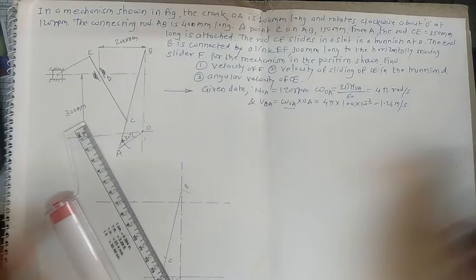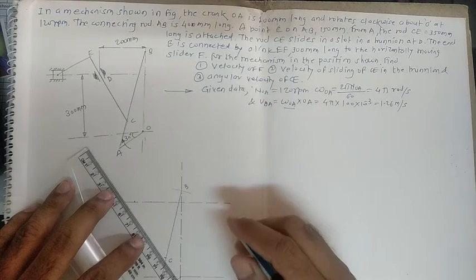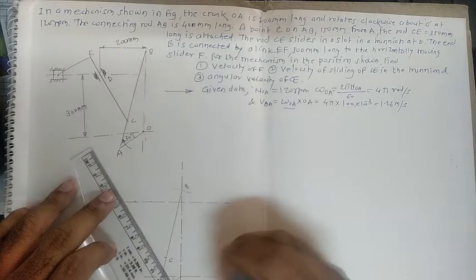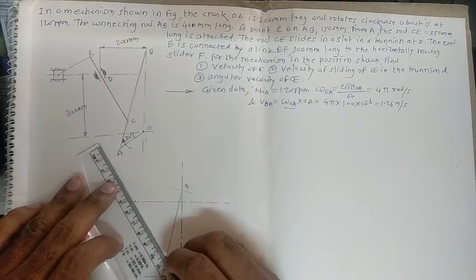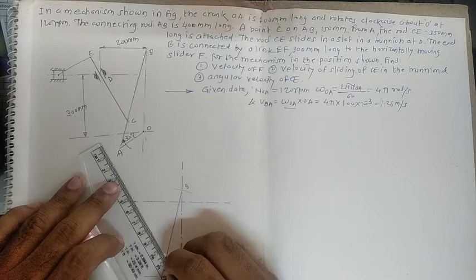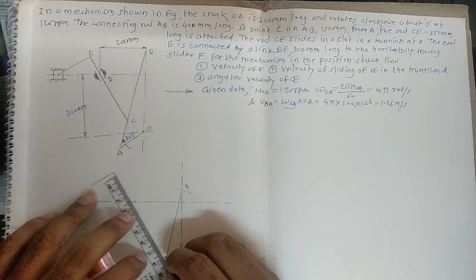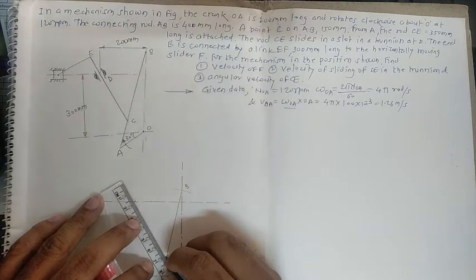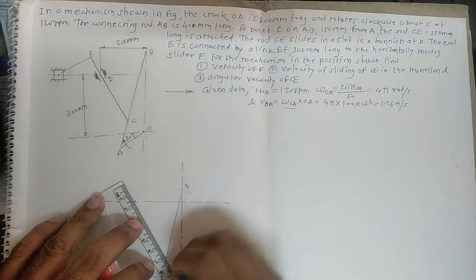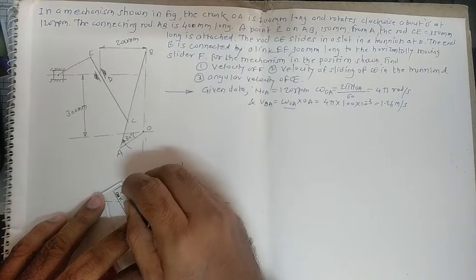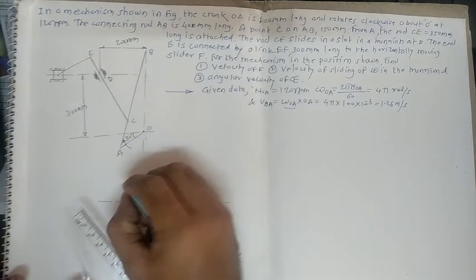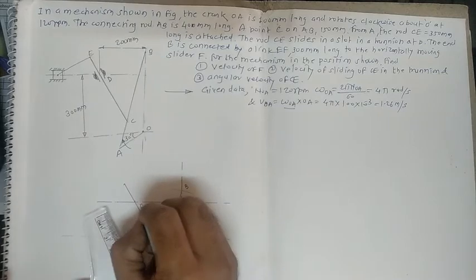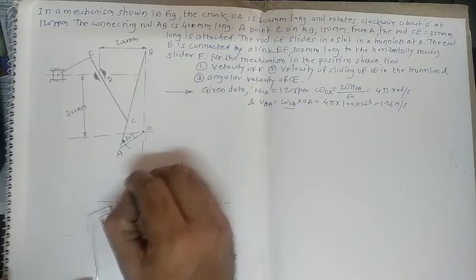So the length for this one is given as 350 mm. With respect to this one, pass one line from this point. 350 means here a distance of 70 mm. You have to just show that. Next point, that is the E point. Okay, so here you can get that D point. Here you can get the E point.